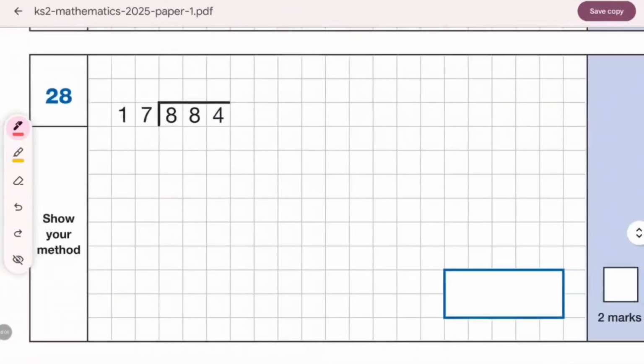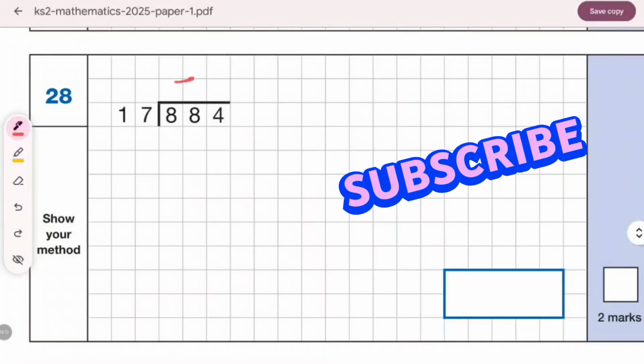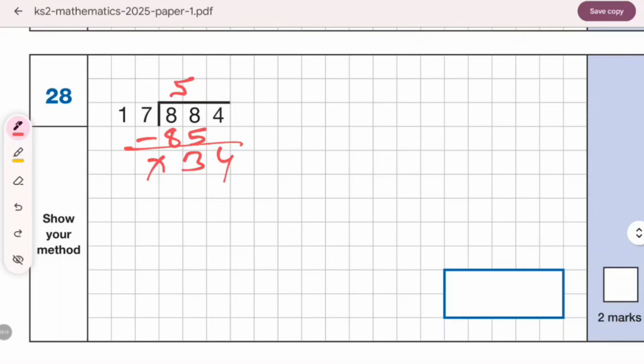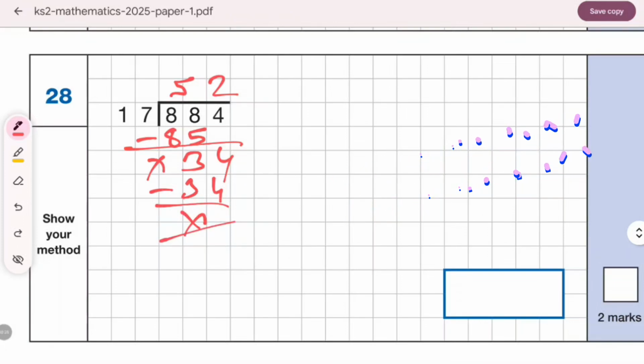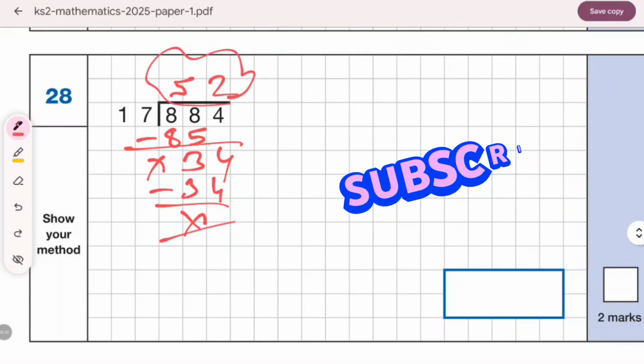Now we again have a simple division. So in the 17 table 88 is divisible 5 times by 85 with remainder 3. So now 4 will come next. So in the 17 table we know that 34 is divisible 2 times. So in this way we will get the correct answer for question number 28 as 52.